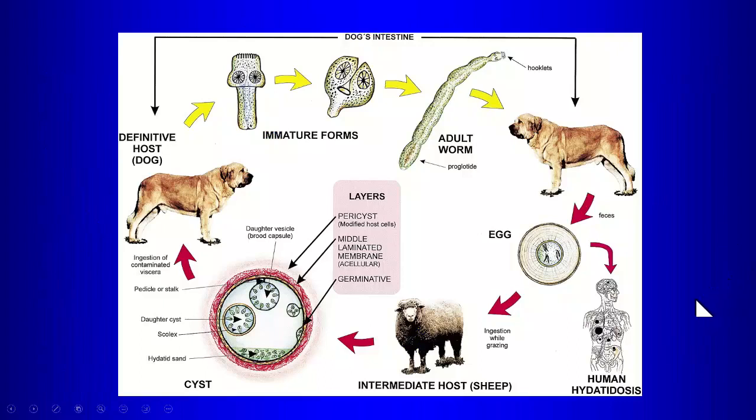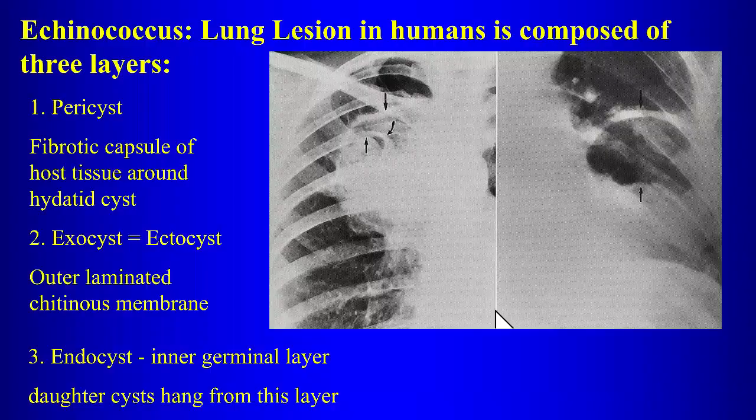But basically, humans are accidental hosts, and it can affect the liver. More commonly, we see it affecting the liver. But it can also affect the heart. You can find these things in the heart, even in the pulmonary arteries. But we can also see them within the lungs. So classically, the description is three layers of the walls.